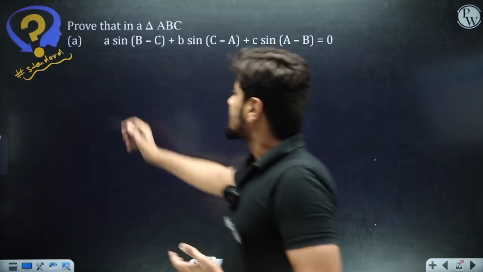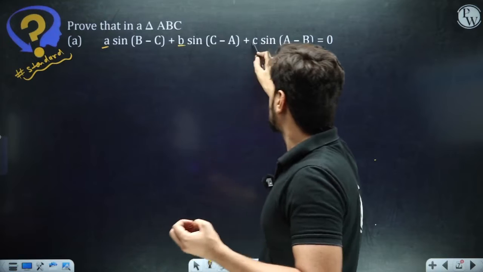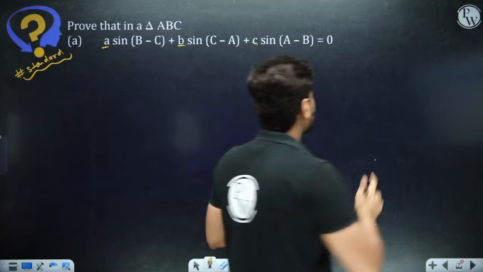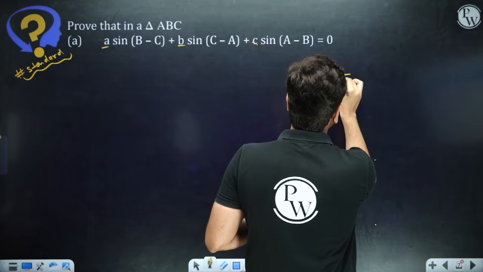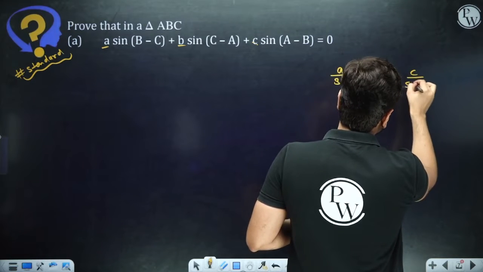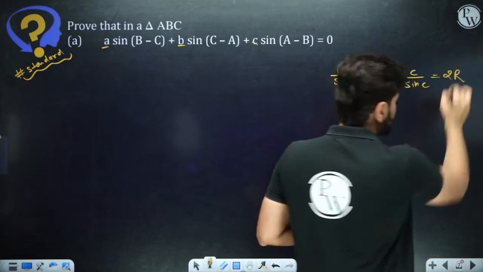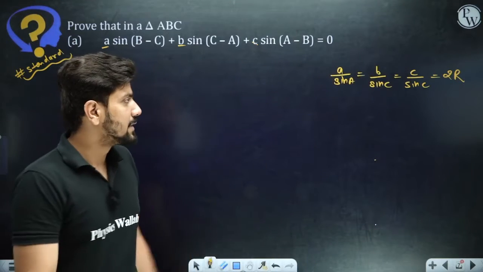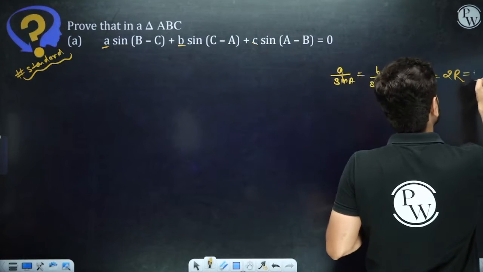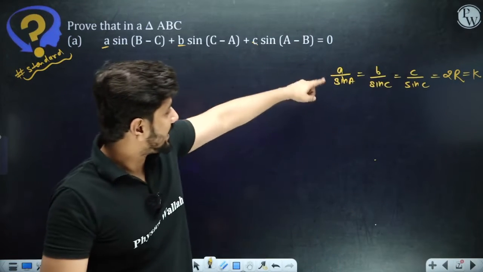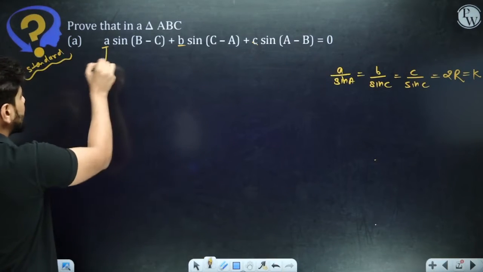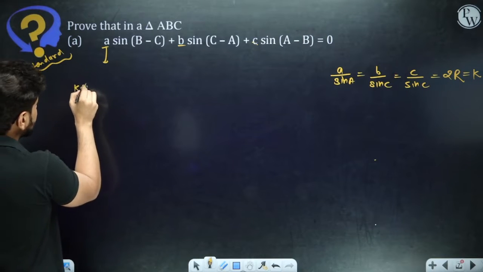So here side a is written, side b is written, side c is written. I am going to write these sides in terms of their angles. Now recall the sine rule. The sine rule says that a upon sine A is equal to b upon sine B is equal to c upon sine C is equal to 2R, 2 times the circumradius. This is the sine rule. Now you can consider 2R as some constant k as well. So I can write a as k sine A, b as k sine B, c as k sine C.